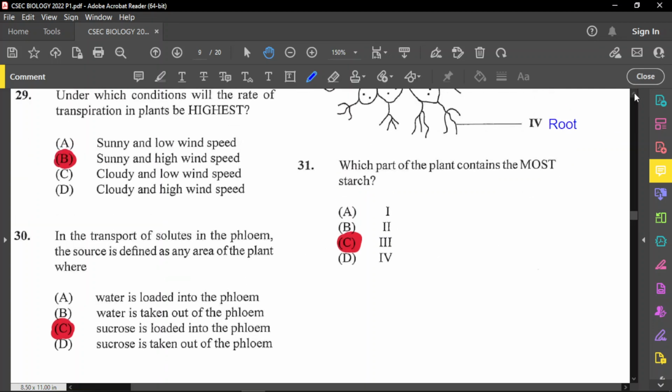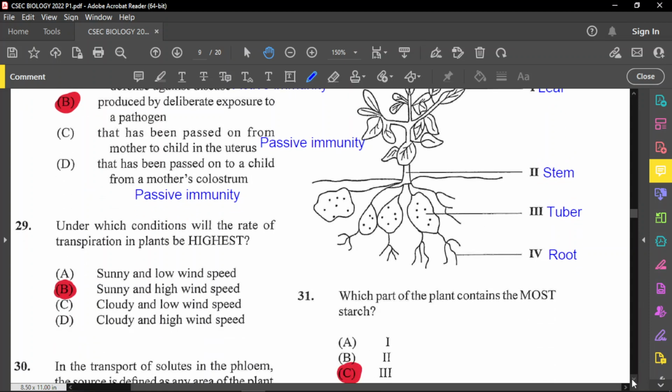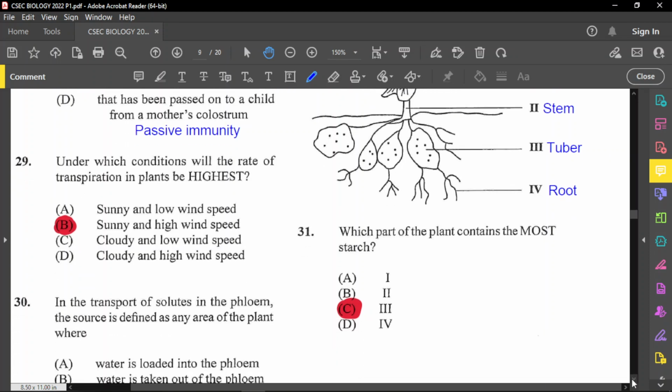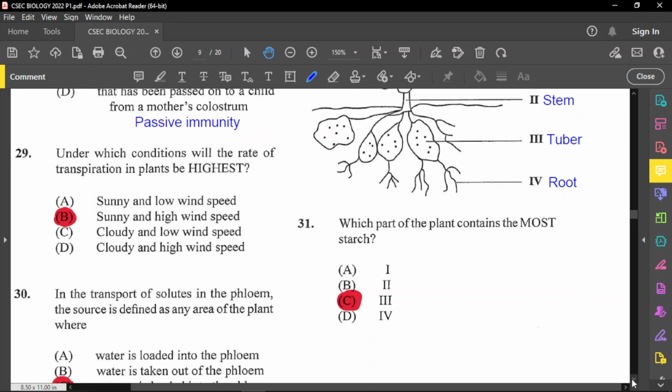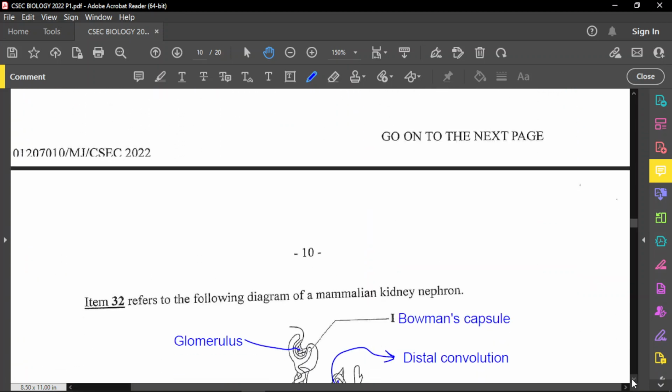All right, so let's go to 31. So 31 here refers to this diagram of a plant. So we have a potato plant right here. And so we label them again. We have the leaf, the stem, the tuber, and the root. And they say which part of the plant contains the most starch. And the most starch is found in the potato tuber, right? It's starchy food. All right, so part 3, definitely. That's straightforward. No need to really discuss that one.